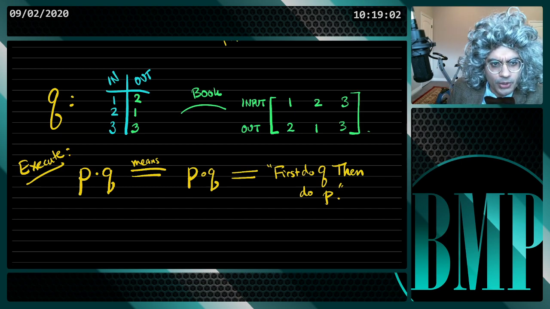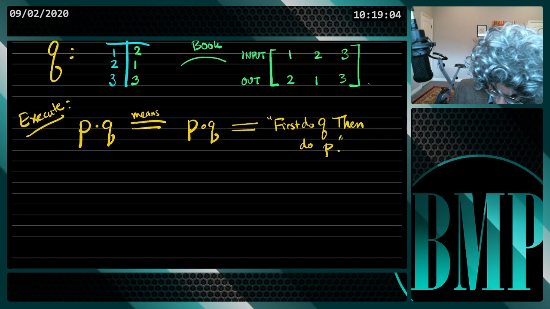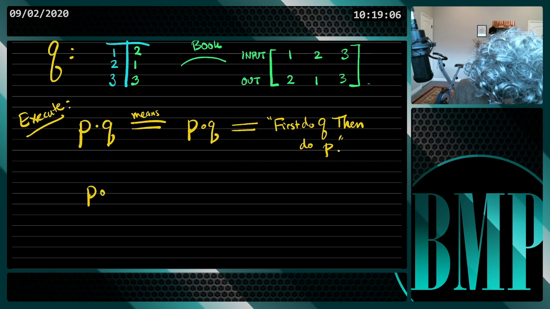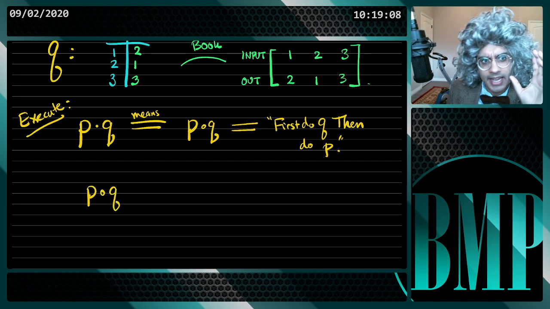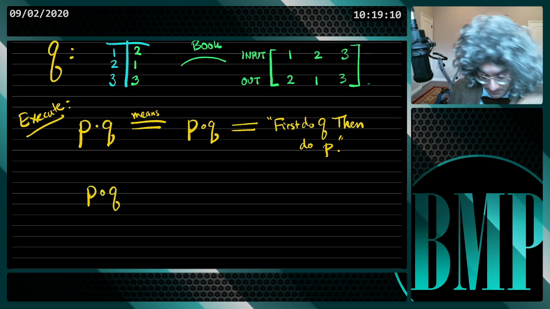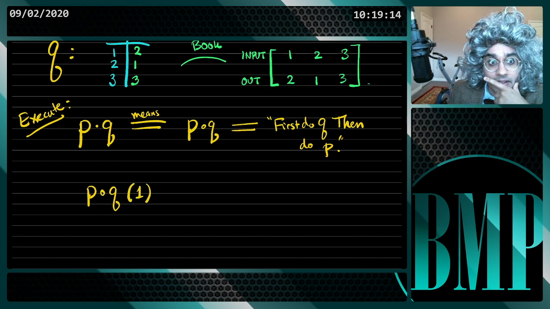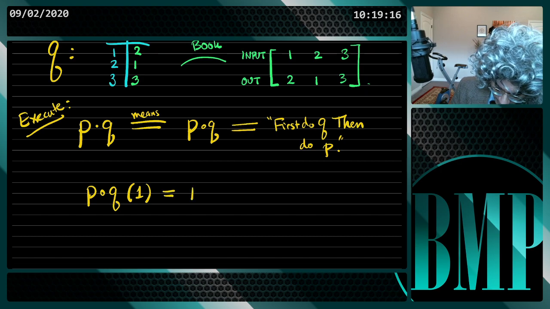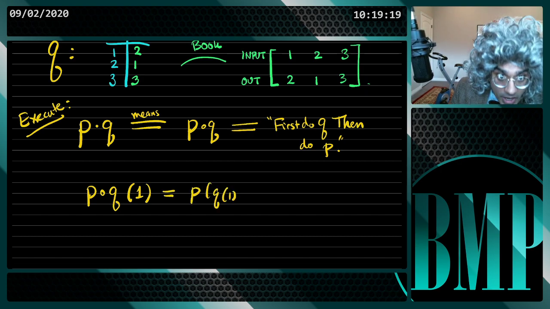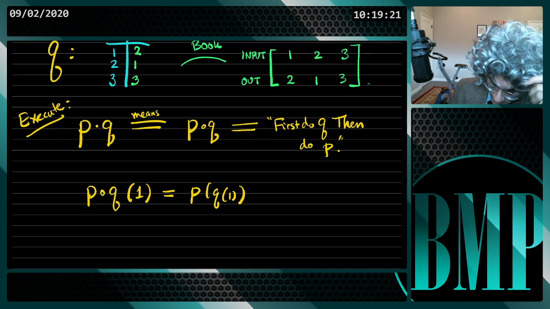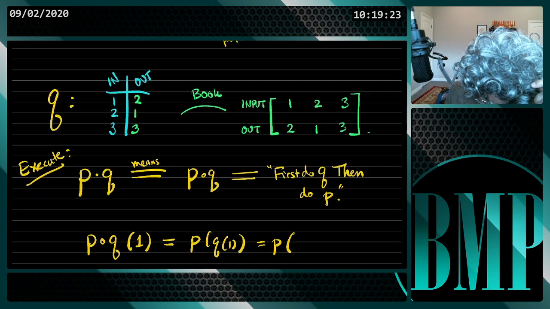Okay, so we're going to find this element. So what is this element? What is PQ in input-output notation? Tell me what it did to 1. PQ of 1 is P of Q of 1. That's how you do it. So this is P of Q of 1.